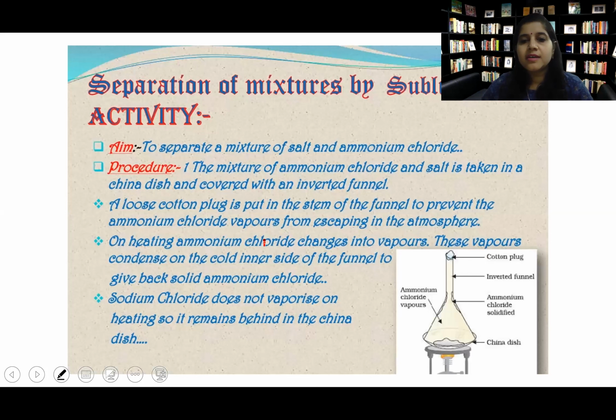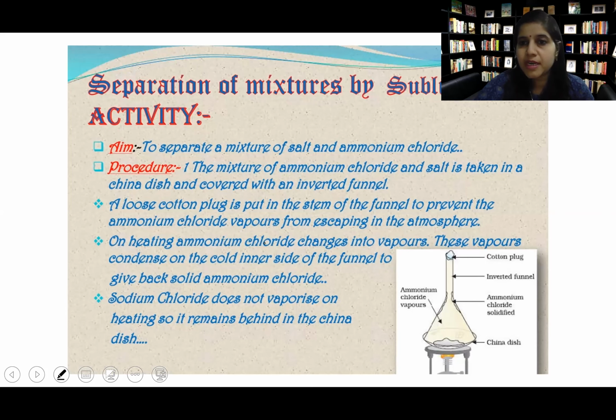The fourth method is sublimation. We had already discussed this method in the first chapter. So what is sublimation? To understand the separation of a mixture by sublimation, we first understand what sublimation is. In sublimation, a solid directly changes into gas without passing through the liquid phase. This activity we will also do in the practical.